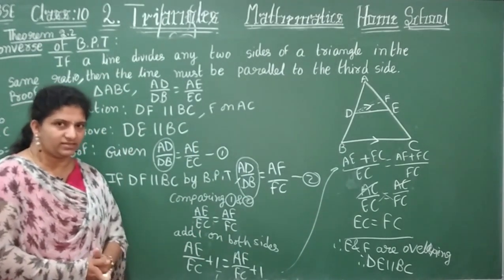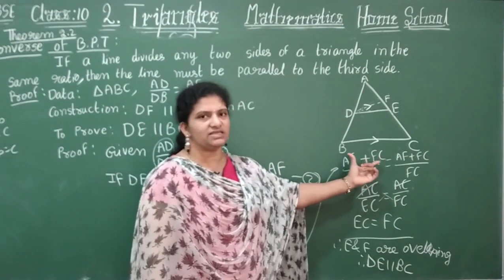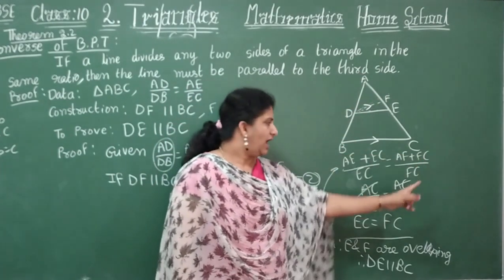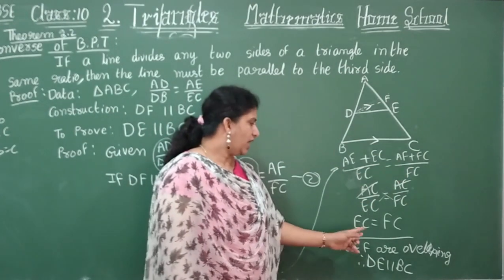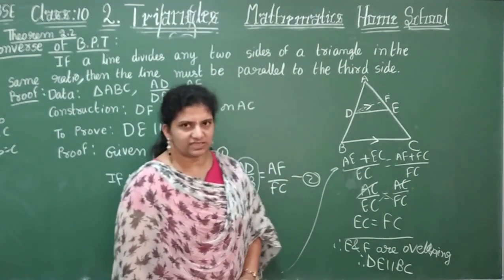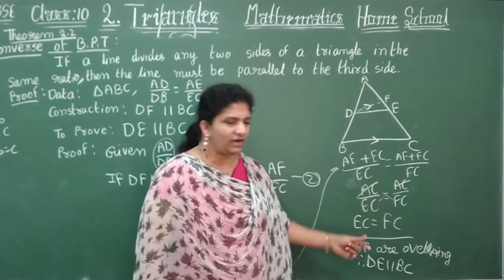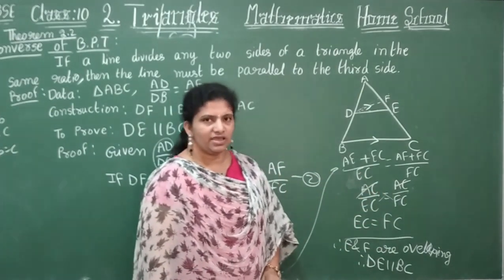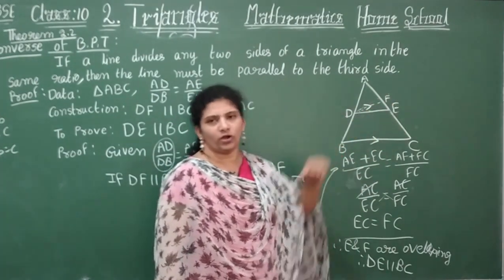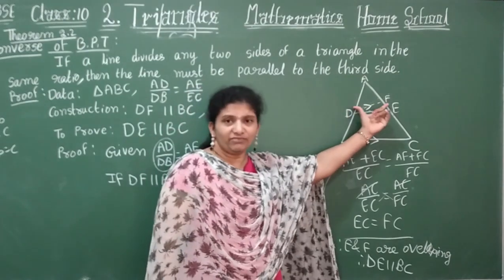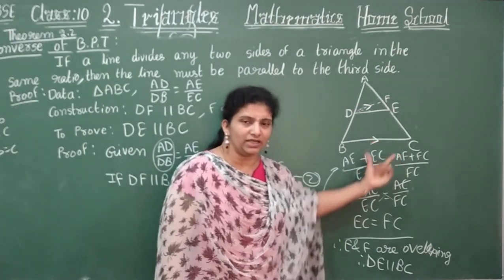So what did I do here? Add 1 on both sides. After taking LCM, you got AE plus EC. What is AE plus EC? It is nothing but AC. And here AF plus FC is nothing but AC. AC cancels. You are left with 1 by EC is equal to 1 by FC. If you cross multiply, you are going to get EC is equal to FC. That means E and F are lying on the same point. Therefore, I have taken DF parallel to BC, therefore DE is also parallel to BC.